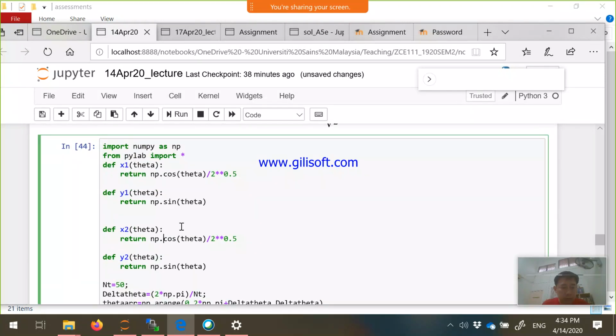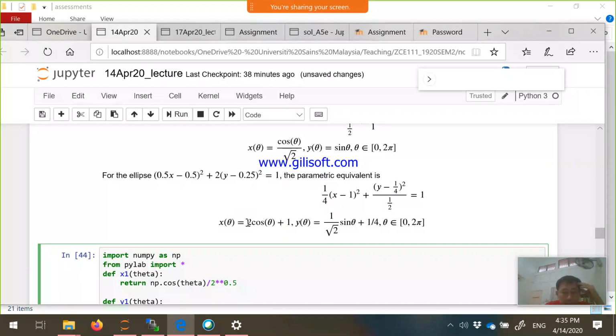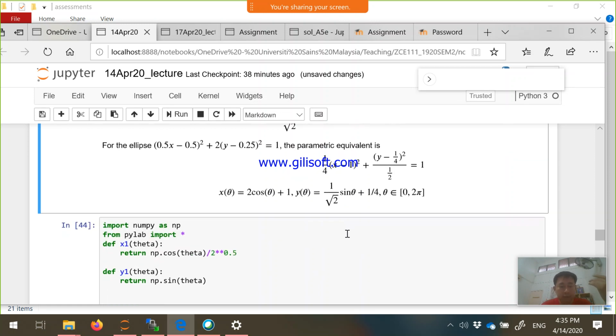So x2 is 2 cos theta plus 1. The 1 is h. Well, the 1 is h1. Okay, I'll call this h1. Sorry, h2, because it refers to the center for the second parametric curve, the center coordinate x. Then the y coordinate is this, where the k is 1 over 4, and this is 1 over square root 2 sine theta.